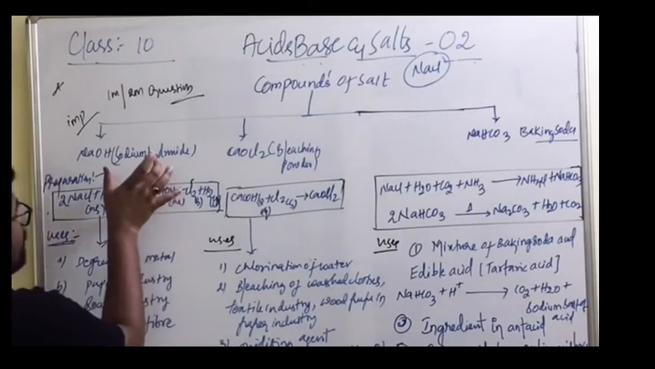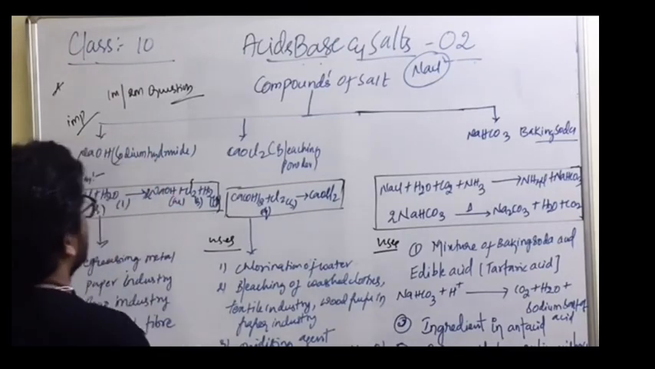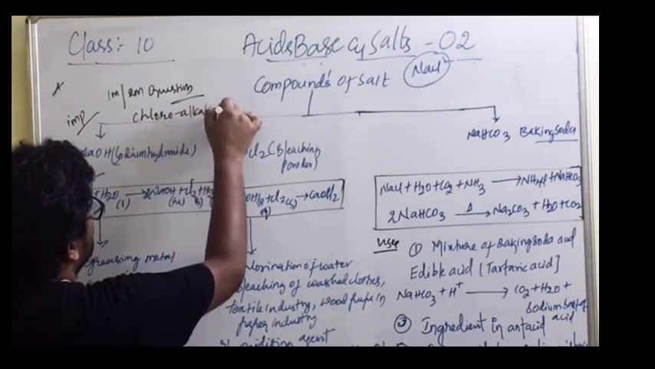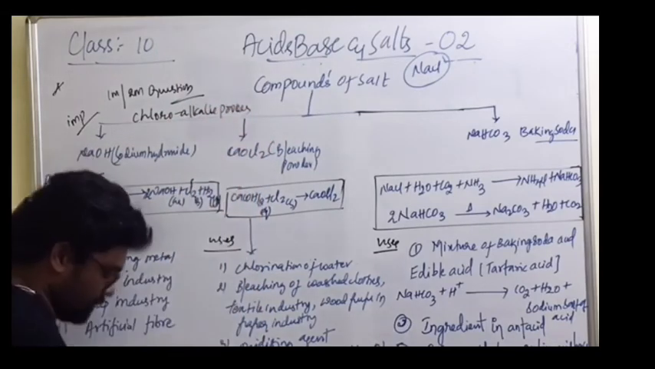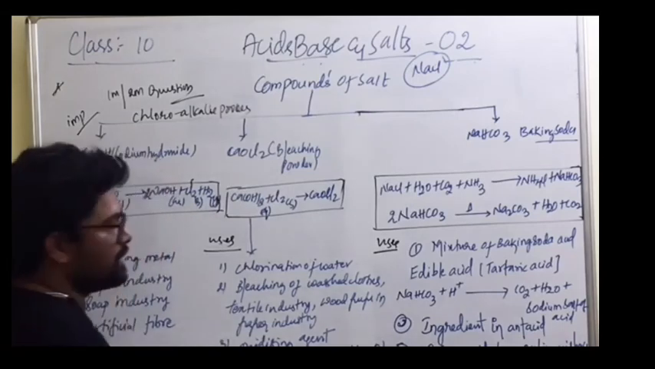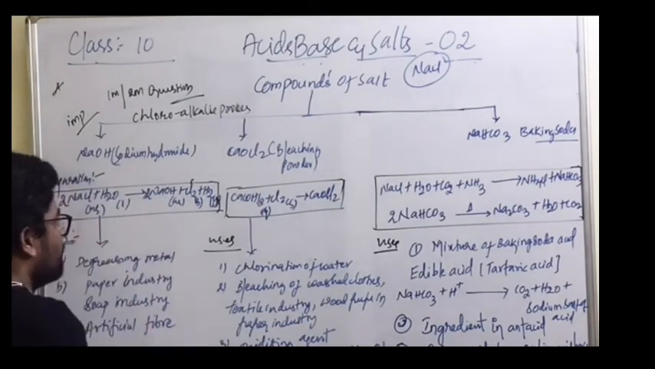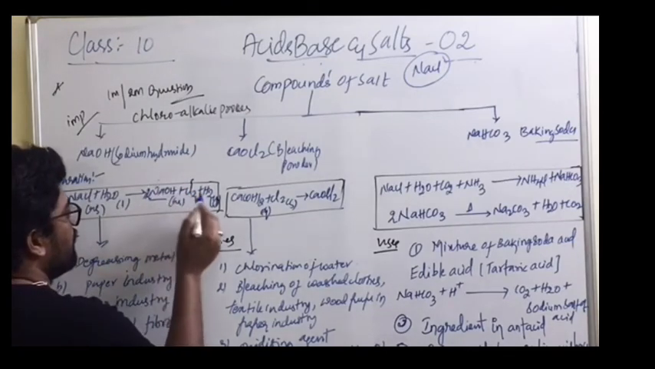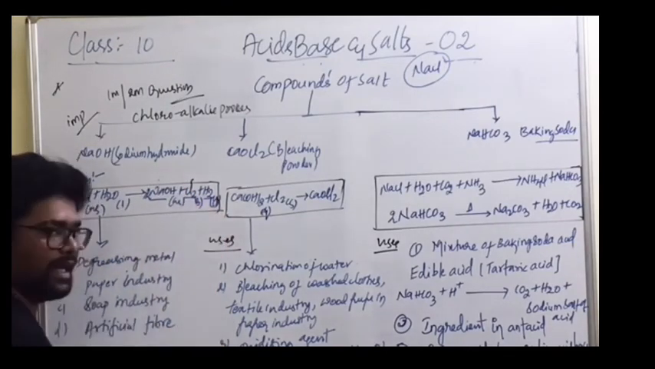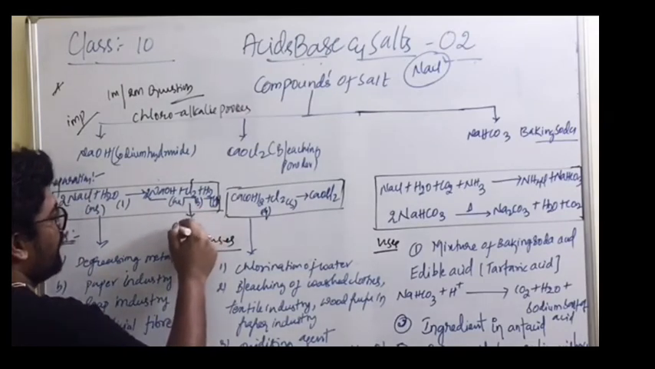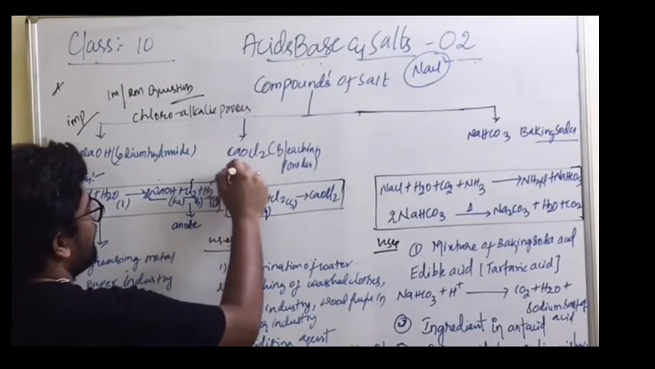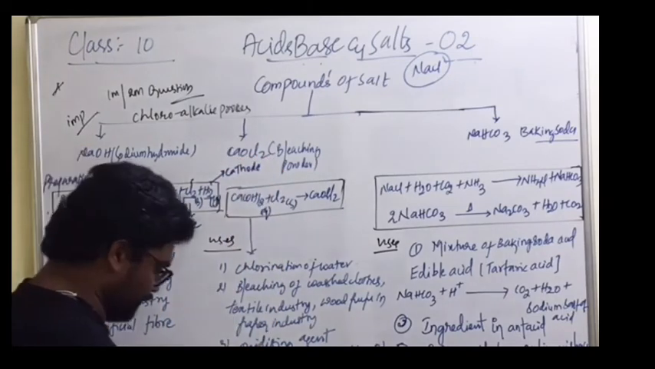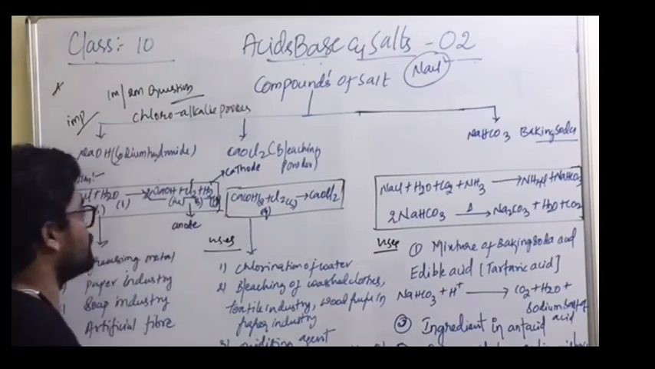The compound called sodium hydroxide is prepared by a process called the chloroalkali process. How it is prepared, let us discuss now. Sodium chloride on aqueous electrolysis decomposes into sodium hydroxide, giving chlorine and hydrogen gas. Chlorine gas is obtained at the anode, hydrogen gas is obtained at the cathode. Near the cathode, sodium hydroxide is formed. This is how sodium hydroxide is prepared.